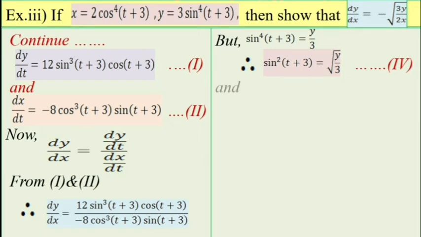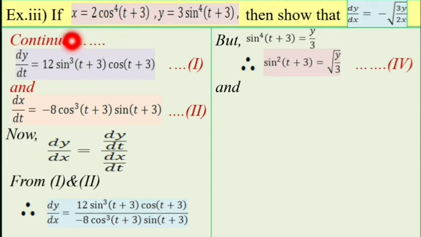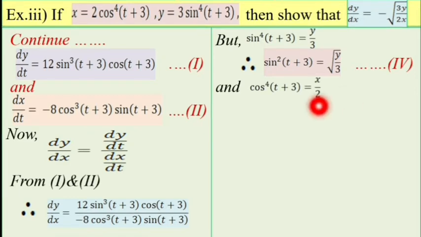Now again we already know that x equal to 2 cos raised to 4 of t plus 3. Therefore here also we can get cos raised to 4 of t plus 3 equal to, 2 being taken to the left hand side, x upon 2. Therefore cos raised to 4 of t plus 3 equal to x upon 2.